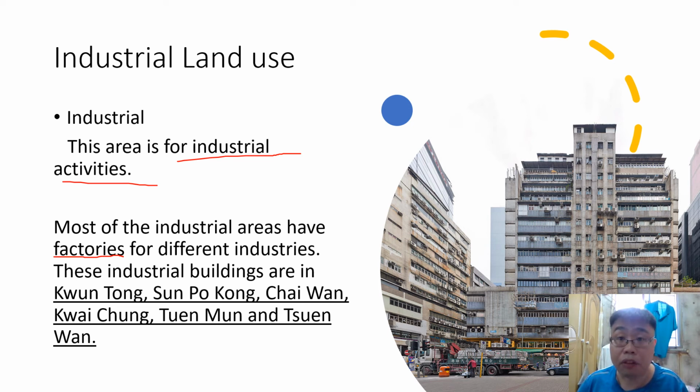However, as Hong Kong has transformed itself from an industrial city into a commercial and financial city, most industrial buildings have been turned into other types of buildings, or the flats, the factories in those industrial buildings have been converted to other uses. And if you want to see those buildings, you can go to Kwun Tong, Sanpo Gong, Chai Wan, Kwai Chung, Tuen Mun, and Tsuen Wan.